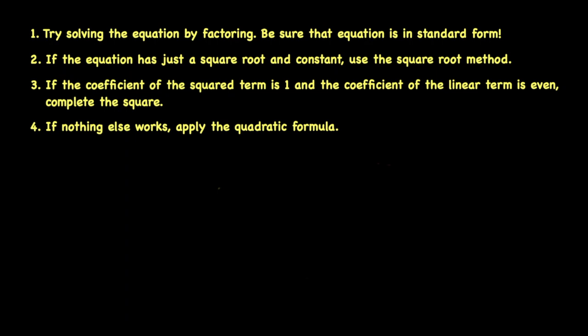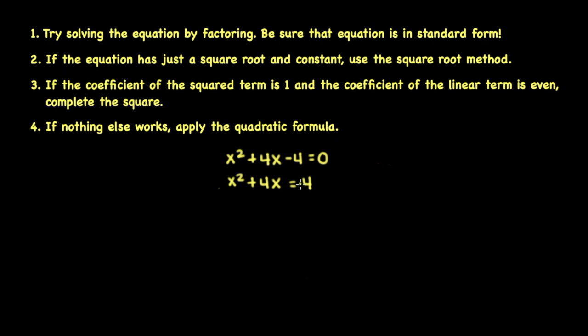Now that we know when to use the completing the square method, let's look at an example. Suppose we are asked to solve x squared plus 4x minus 4 is equal to 0. Because this cannot be factored, we can turn to completing the square. The first step to completing the square is to move the constant to the opposite side of the square and linear term, if it isn't already. Here, we can simply add 4 to both sides to get x squared plus 4x is equal to 4.